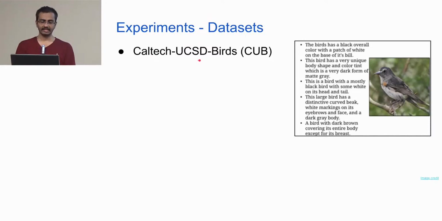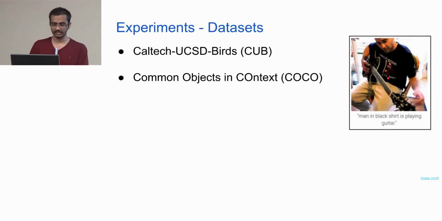This is the Caltech UCSD Birds dataset, or CUB dataset, and here is a sample. You have this bird image and you have these nice long descriptions. That's it for the dataset. This is an object specific dataset, and even though the ultimate goal or the holy grail of this line of research would be to have any kind of image being generated, we start small and we see the improvements on this kind of object specific dataset, and then we move on to higher scene level datasets.